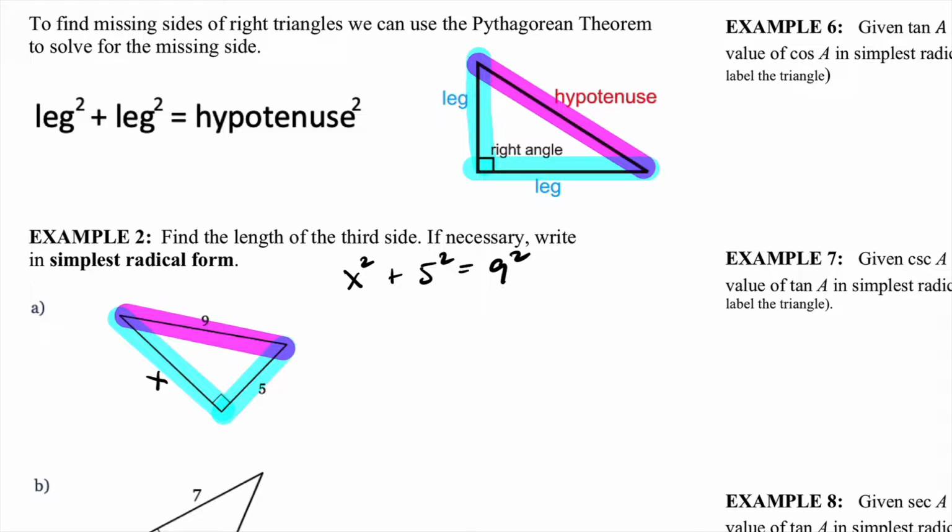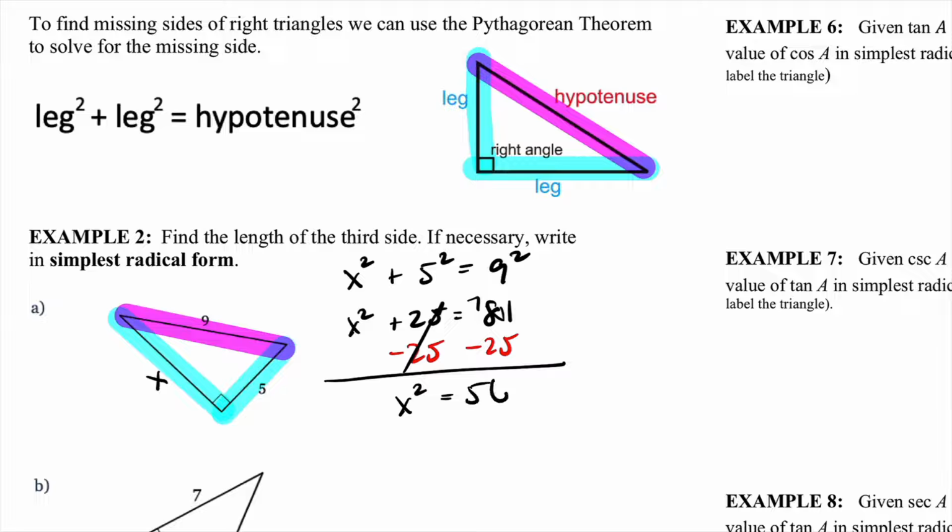Okay, X squared plus 25 equals 81, because 5 squared is 25 and 9 times 9 is 81. How do I solve for X? What do I got to do next? Take away 25 on both sides. There you go. Take away 25 from both sides. I want to get X by itself. So I get X squared equals 56.